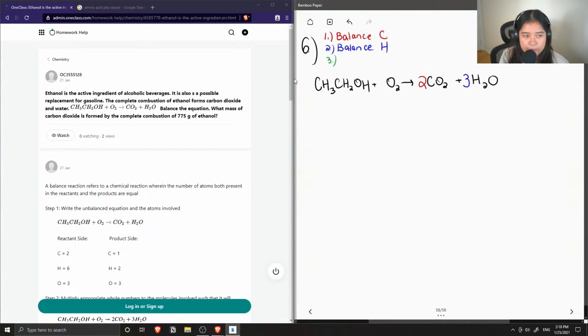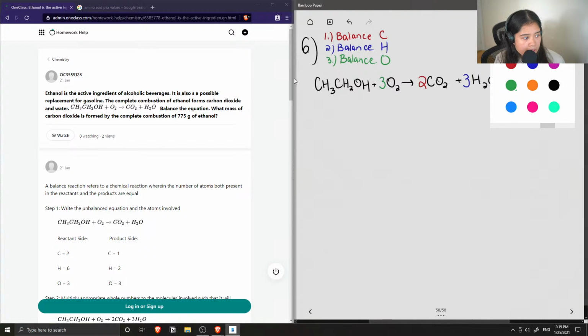Now that both my carbons and hydrogens are balanced, we can finally balance oxygen. On our product side, we have a total of 7 oxygens, and on our reactant side, we only have 3. So the easiest way to have 7 oxygens here is to just add a 3 in front of O2. So now we have our balanced equation.